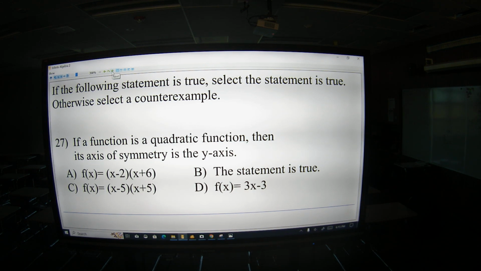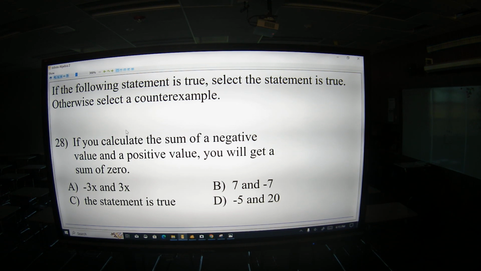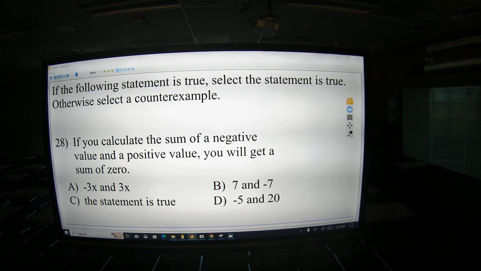For 27, the answer would be A. Now if we look at 28, we have a problem that more focuses on the structure of the question as opposed to any vocabulary really learned in the class. This statement is telling us if you calculate the sum of a negative value and a positive value, you will get a sum of 0. So that says that if I add any positive and negative numbers, I have to get 0. That should sound ridiculous, so hopefully you can cross that out.